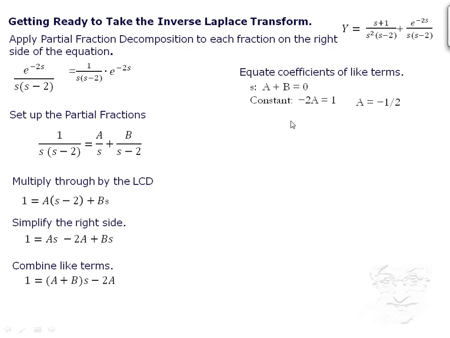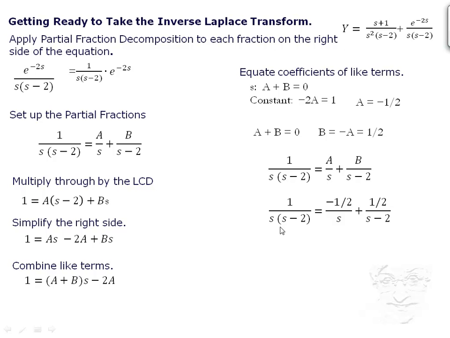And then because a plus b equals 1, we know that b is equal to negative a. And if a is negative 1/2, then negative a is going to be 1/2. So b is 1/2, a is negative 1/2. And this second fraction, 1 over s times s minus 2, is going to become negative 1/2 over s plus 1/2 over s minus 2.